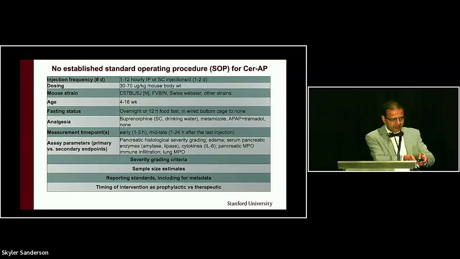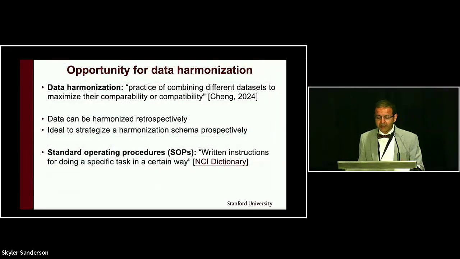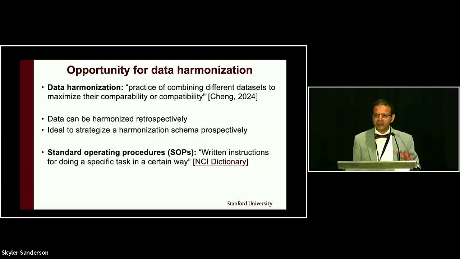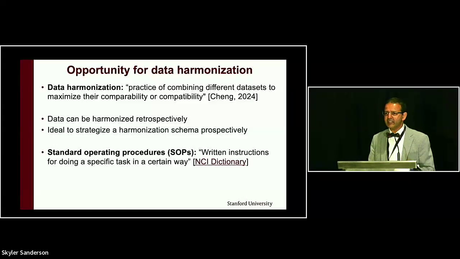Well, I believe that this is an opportunity for data harmonization, which is defined as the practice of combining different data sets to maximize their comparability or compatibility. While data can be harmonized retrospectively, it is ideal to strategize a harmonization schema prospectively. And the first step is through generating SOPs that we share, which are simply written instructions for doing a specific task in a certain way.